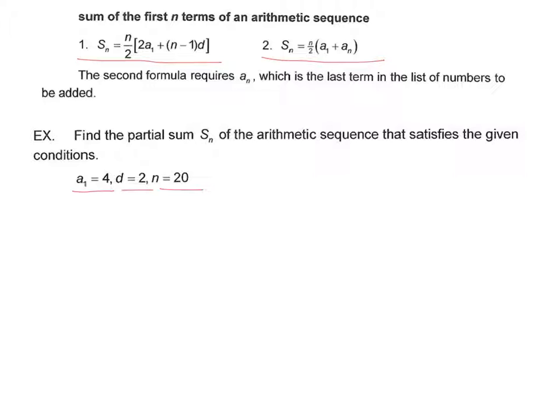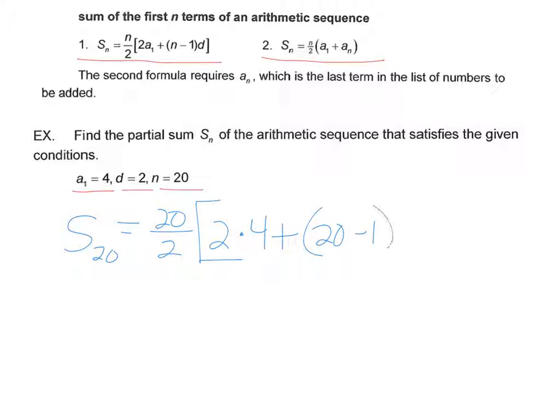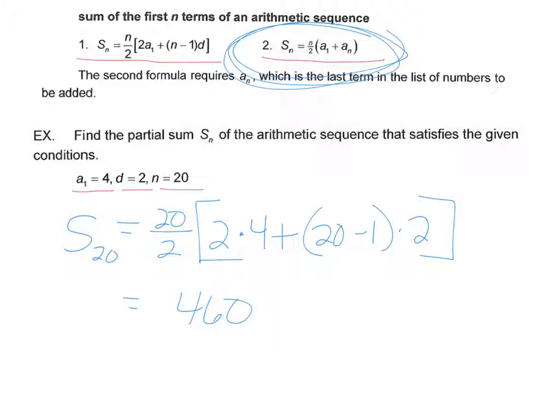So let's fill that in. The sum of the first 20 terms would be 20 over 2 times 2 times A1, which is 4, plus n, which is 20, minus 1 times D, which is 2, and all of that comes out to be 460. This formula right here, we're going to use that because we have everything. We have the number of terms, we have the first and the last term.